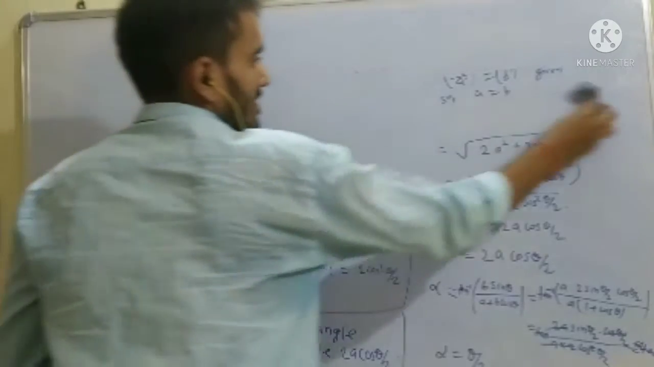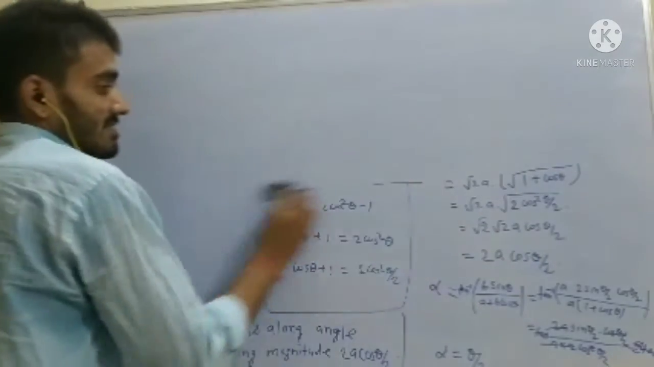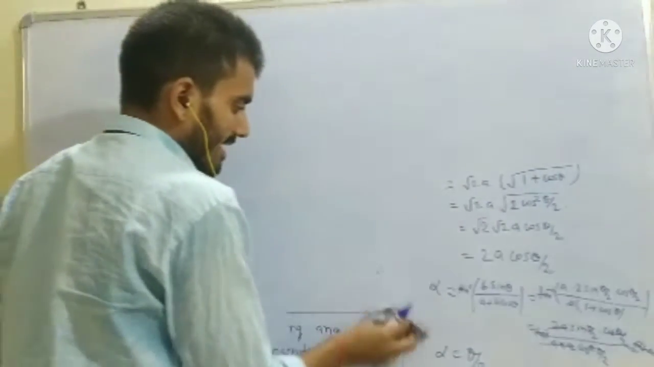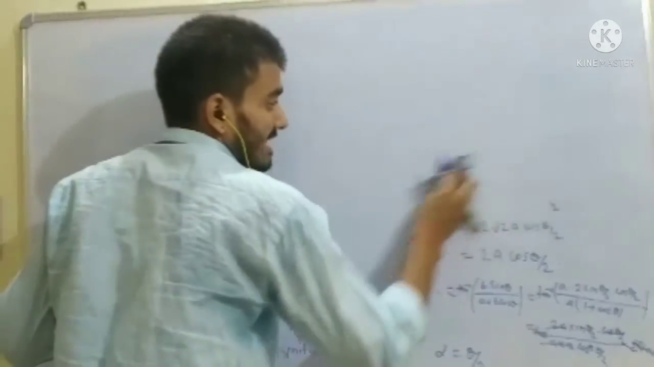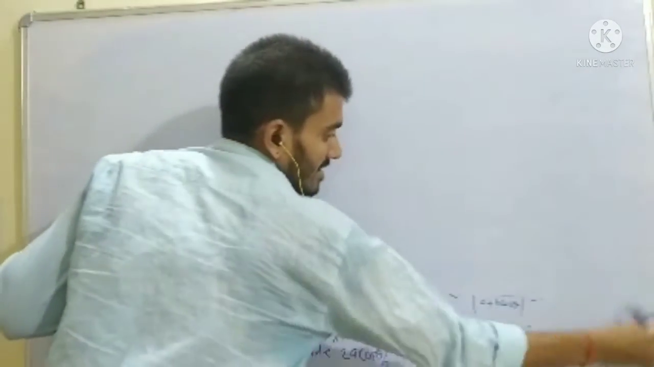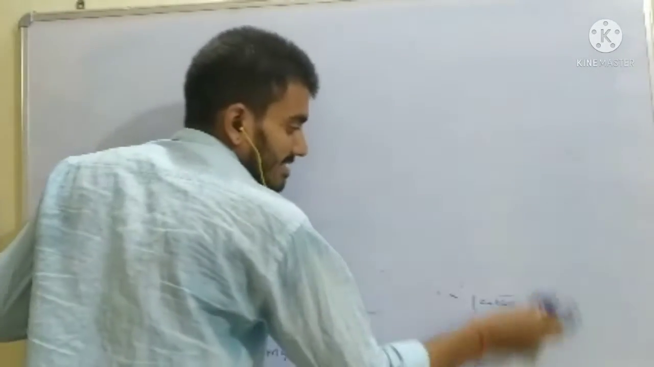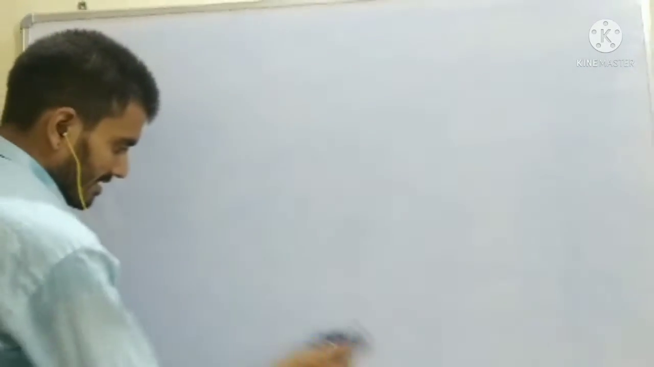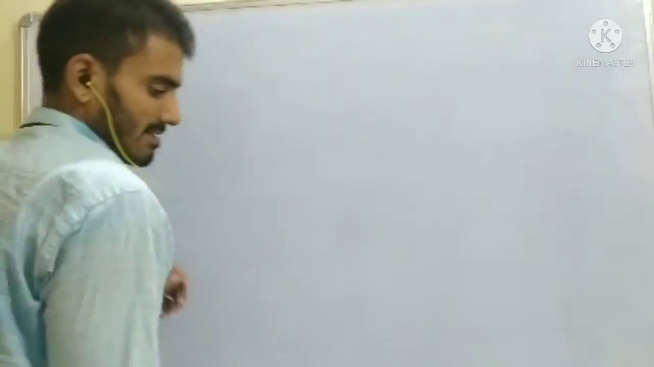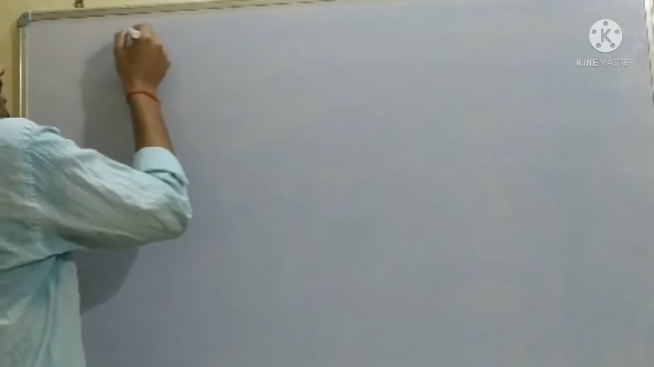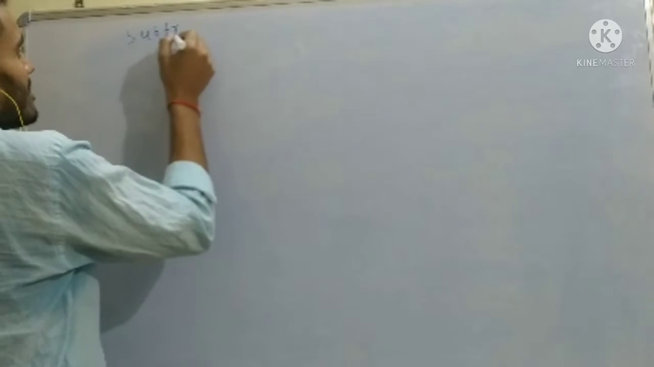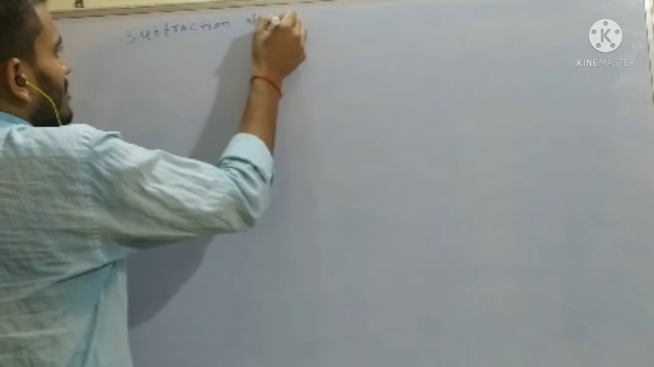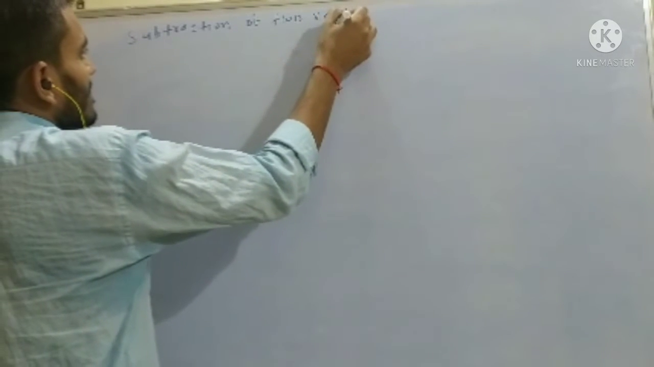Now we will discuss subtraction of two vectors. Subtraction of two vectors is simply addition of a vector and the negative of the other vector. Subtraction is simply addition of the first vector and the negative of the second vector.